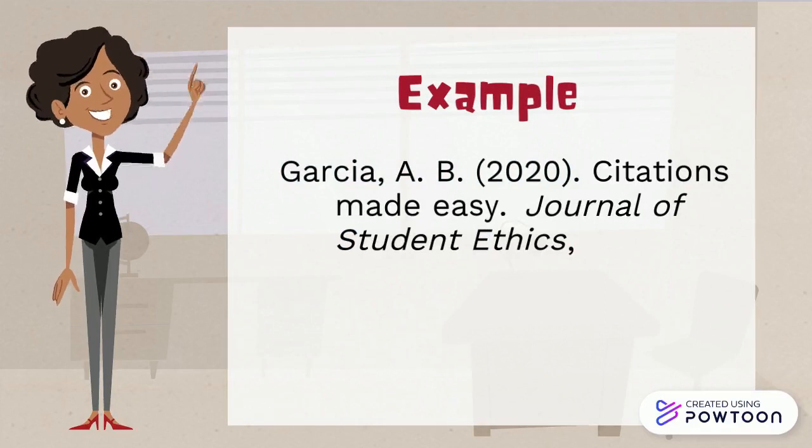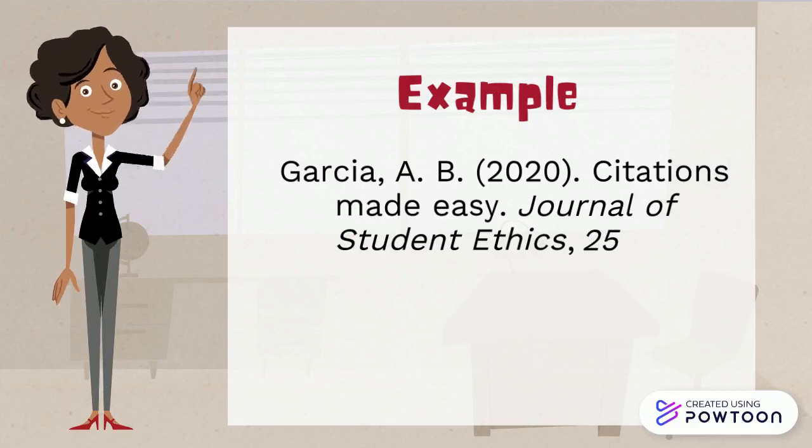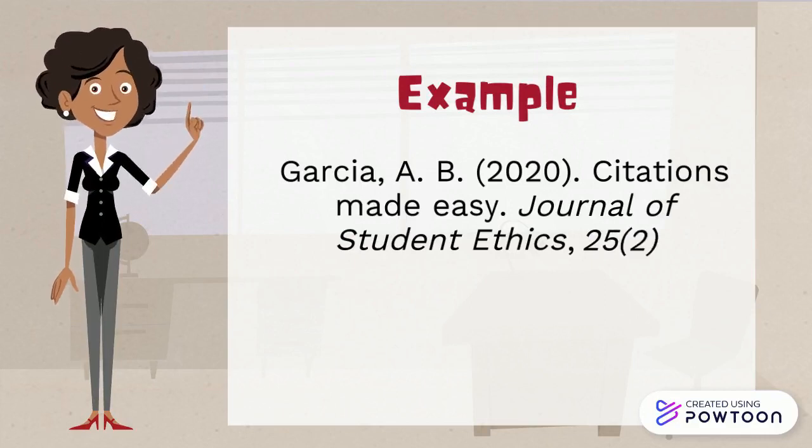The volume number is listed after the publication title and is also in italics. If there is an issue number, it is put in parentheses after the volume number. Unlike the volume number, the issue number and the parentheses are not in italics. There's no space separating the volume from the issue number, and this is followed by a comma and a space.